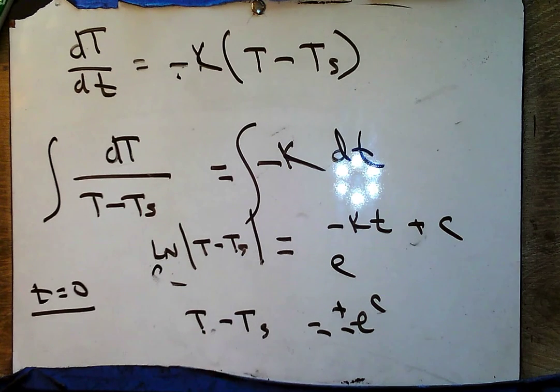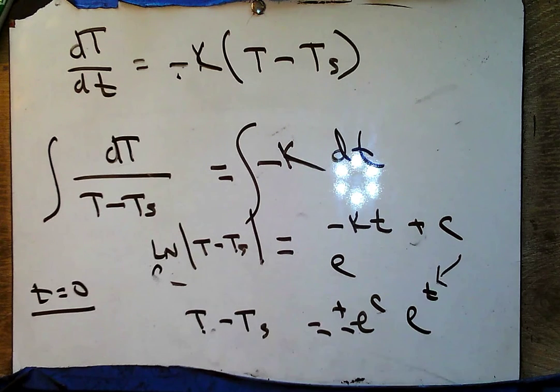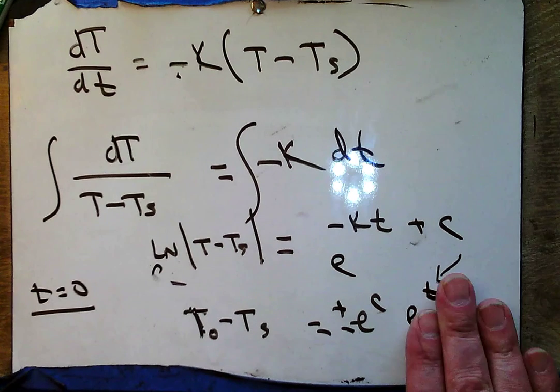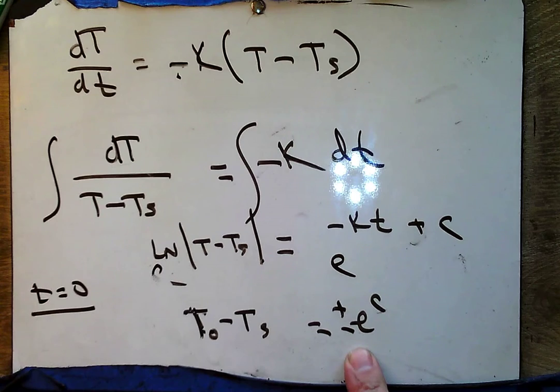Think about it again. I'm plugging a 0 in here. And so this isn't just any old temperature. This is the temperature at time equal to 0. I put a 0 in here. This turns into 1. 1 times stuff. So stuff is equal to this.